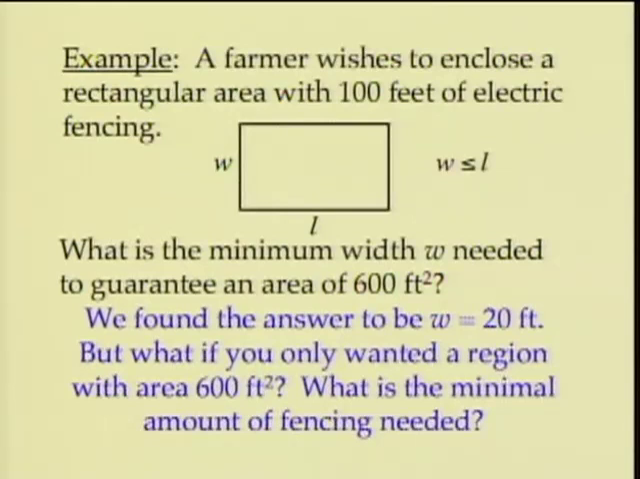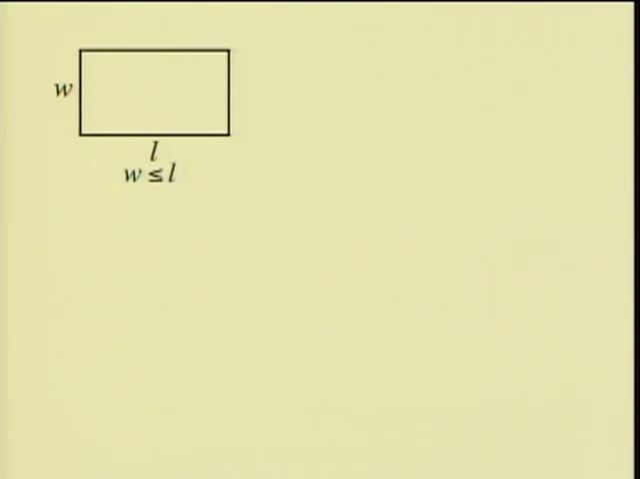So a good question would be, could I get by with less fencing material? In fact, what would be the minimal amount of fencing I would need to enclose an area of 600 square feet? I know I can do it with 100. Can I do it with less? And how does this involve rational things in the first place? Well, now I've kind of switched things out.